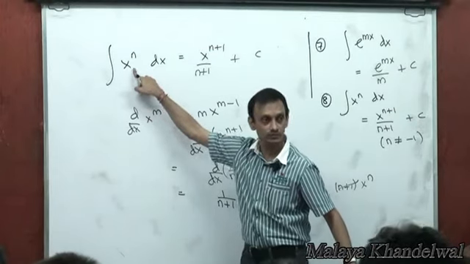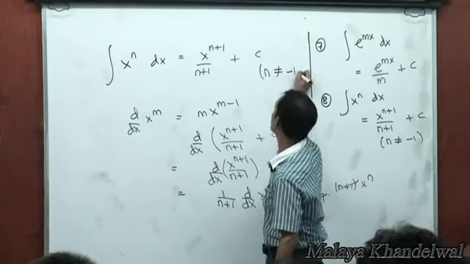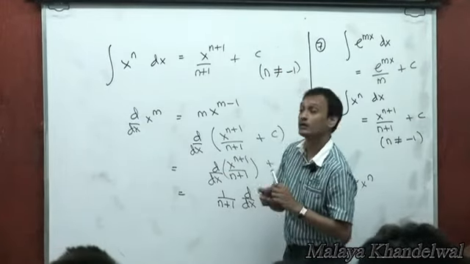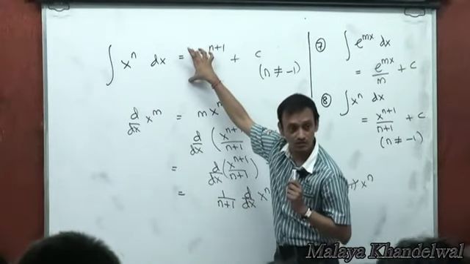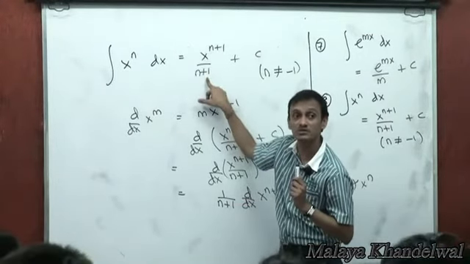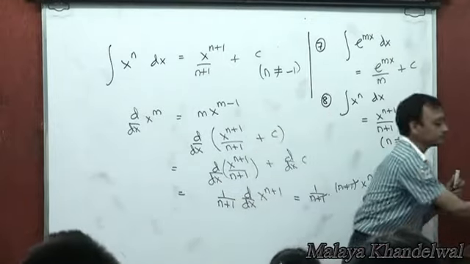How about it? But then this result is true only when n is not equal to minus 1. Why? Because n equal to minus 1 would disqualify this. Division by 0 is not permissible. n not equal to minus 1. Fair enough?